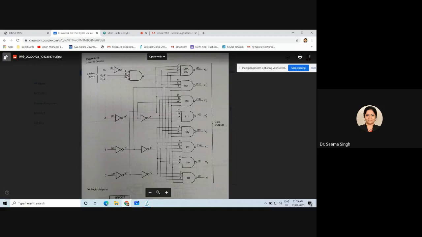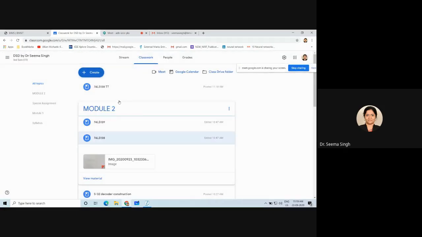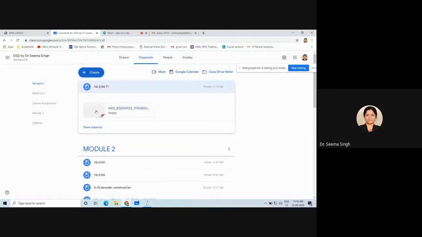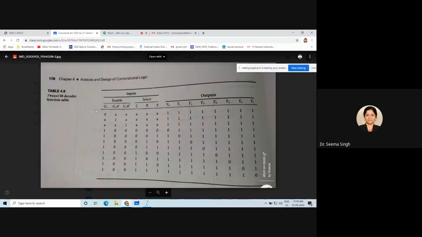So now I want you to see the truth table of this. Now all of you should see the truth table of the 3:8 decoder, that is 74LS138. So now what you can see is, if G1 is 0, what is G1? G1 is your master enable. It is active high, which means if it is 0, it is not enabling it. So if it is not enabling, everything else becomes don't care. It does not allow it to work.